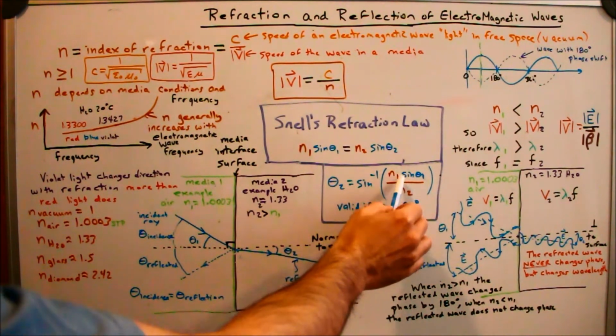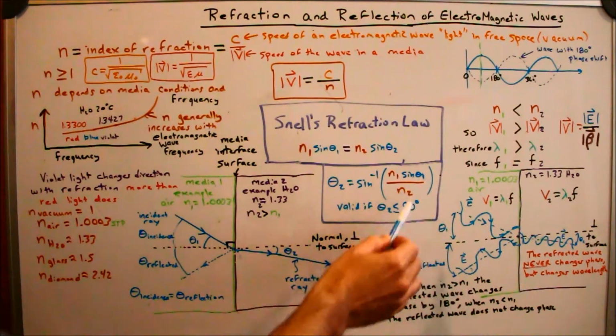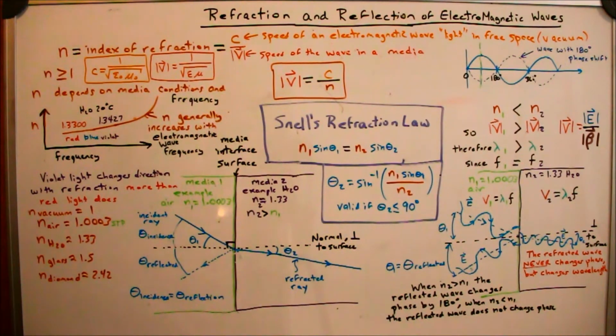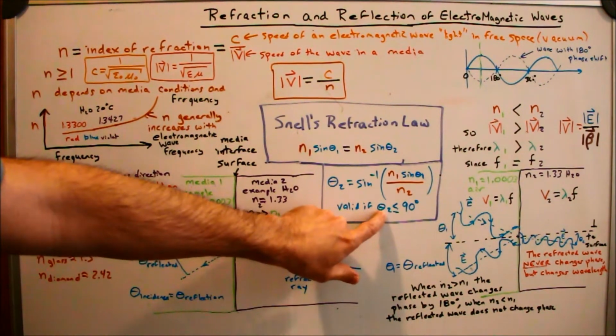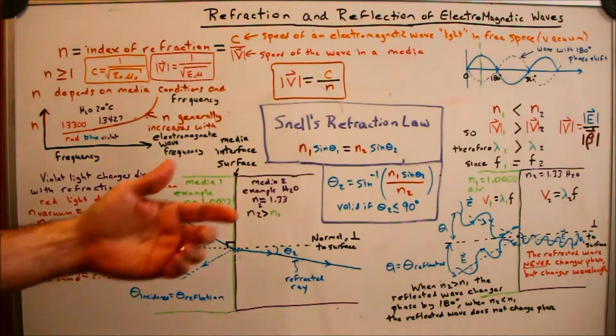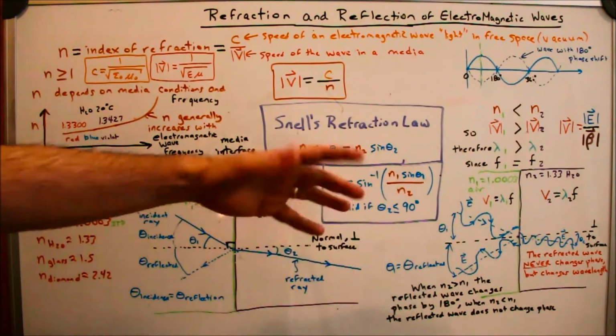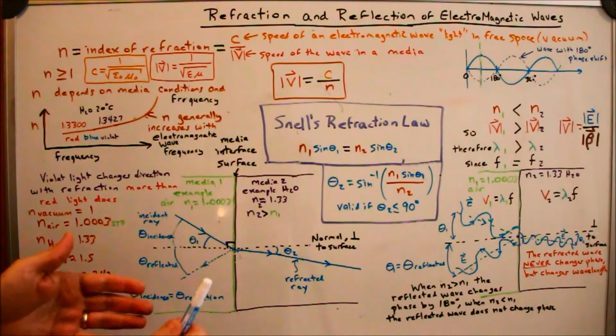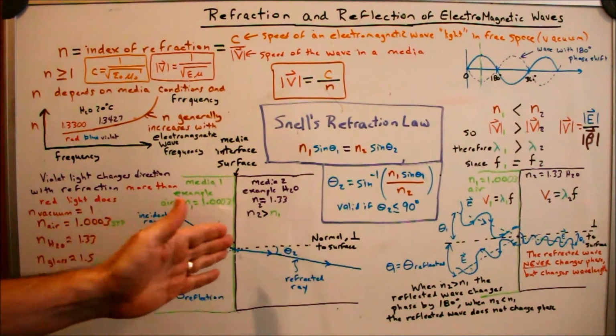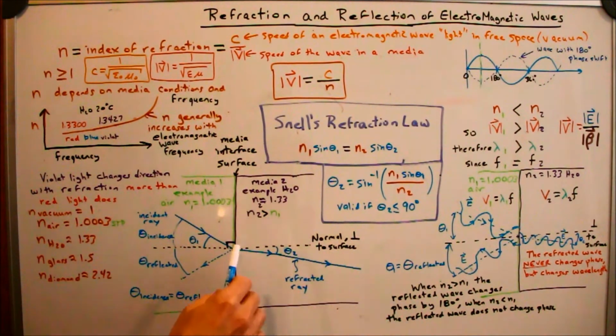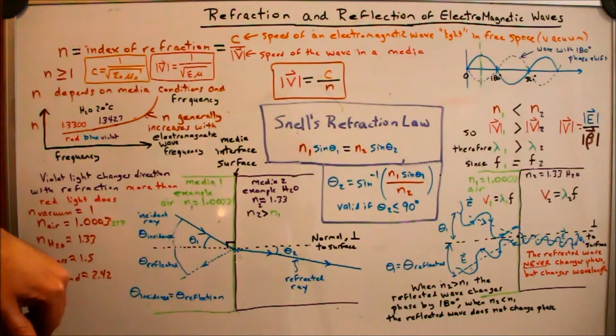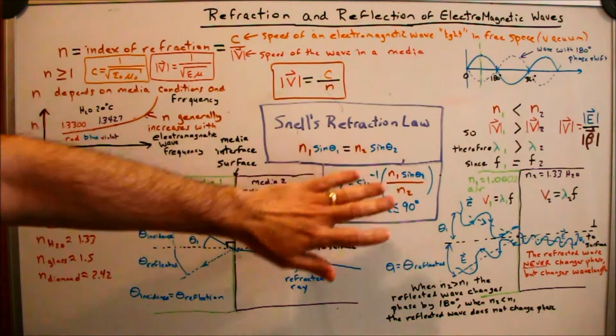So inverse sine of n1 sine of theta 1 over n2, and that's valid as long as theta 2 is less than or equal to 90. And if that answer turns out to be greater than 90, then none of that energy will be transmitted in there, and all the energy will be reflected. So that's a critical thing to understand.